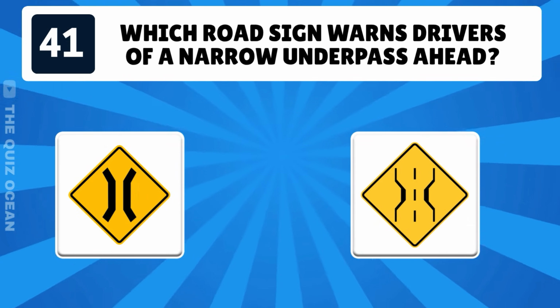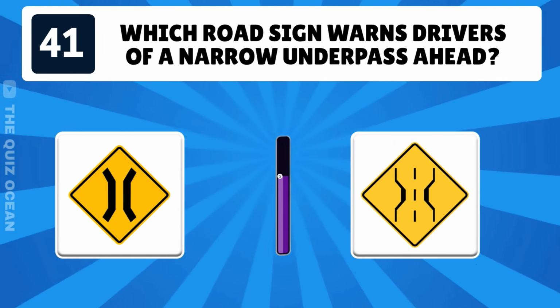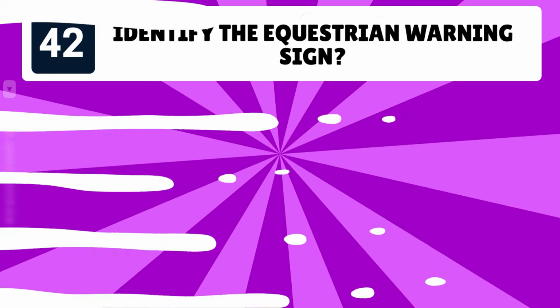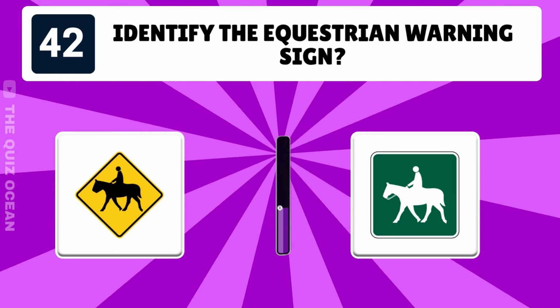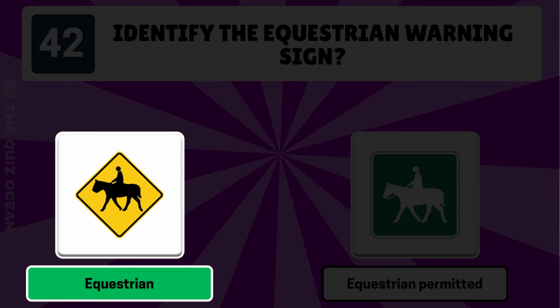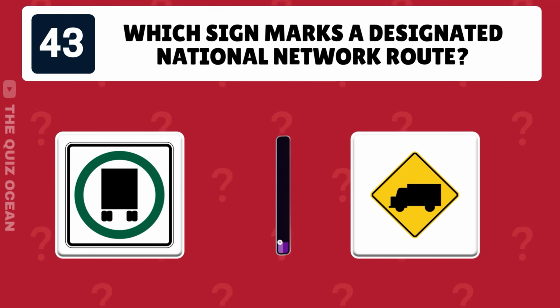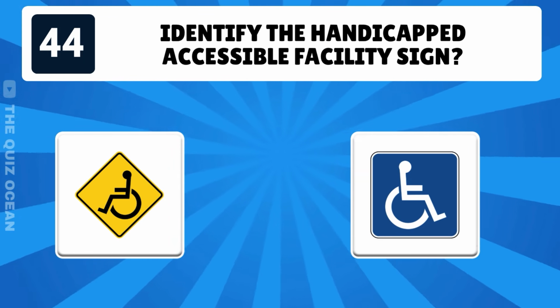Which road sign warns drivers of a narrow underpass ahead? Identify the equestrian warning sign. Which sign marks a designated national network route? Identify the handicapped accessible facility sign.